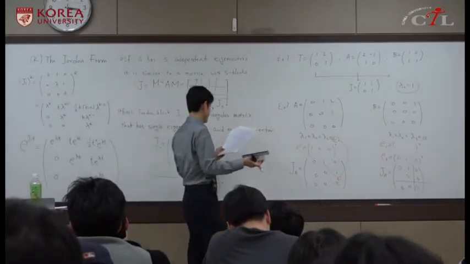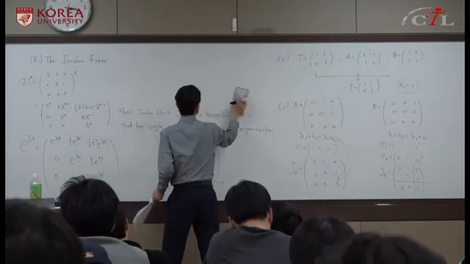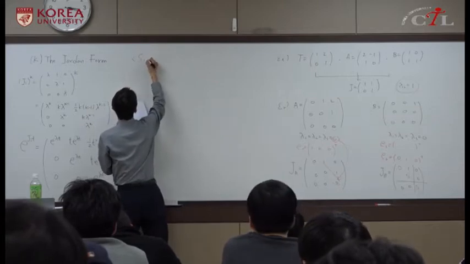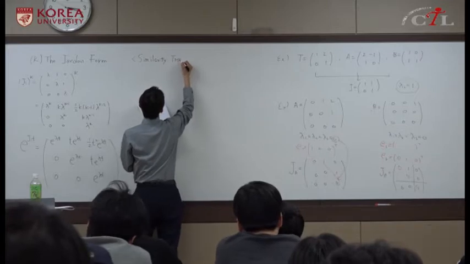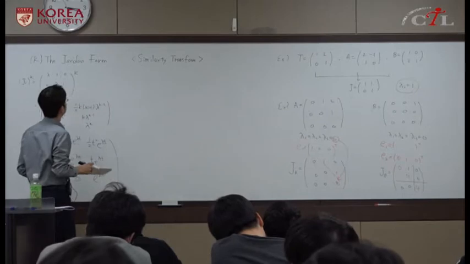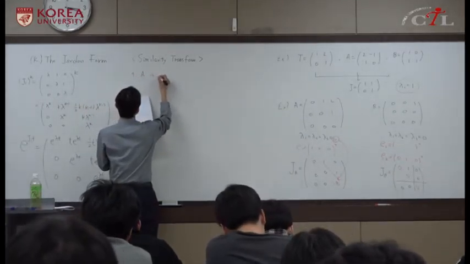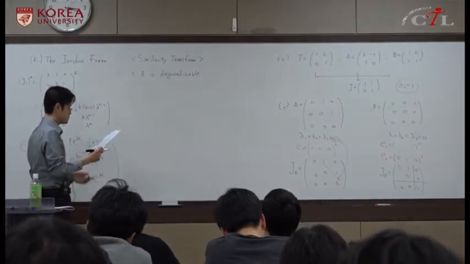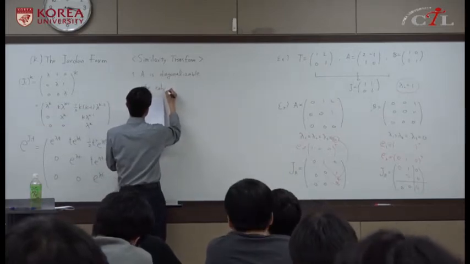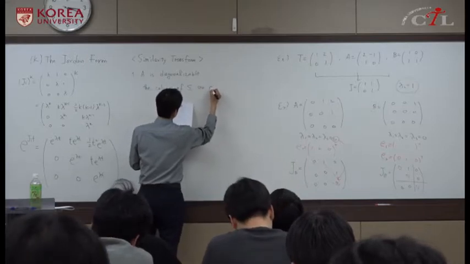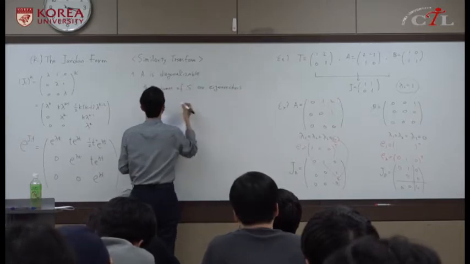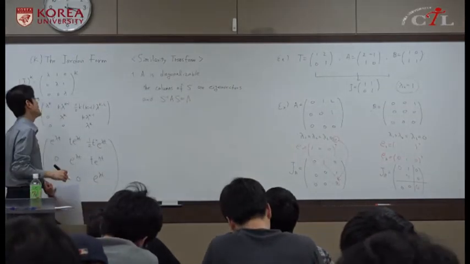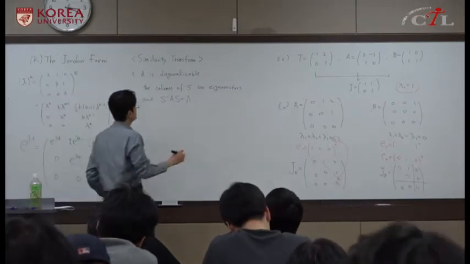Okay, so let's sum up the similarity transform. First, if A can be diagonalized, if A is diagonalizable, then the columns of S are eigenvectors. And we have S inverse A S equal to the diagonal matrix lambda with eigenvalues. Here A is a normal matrix.